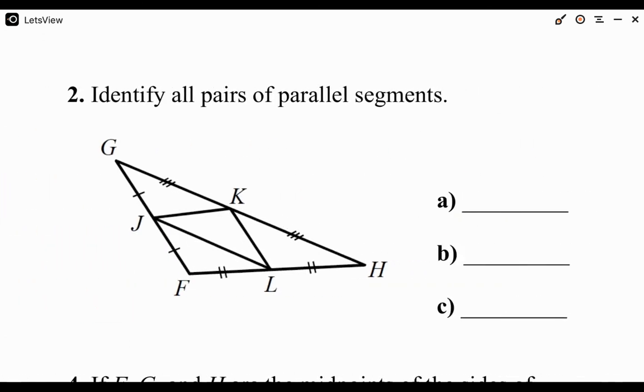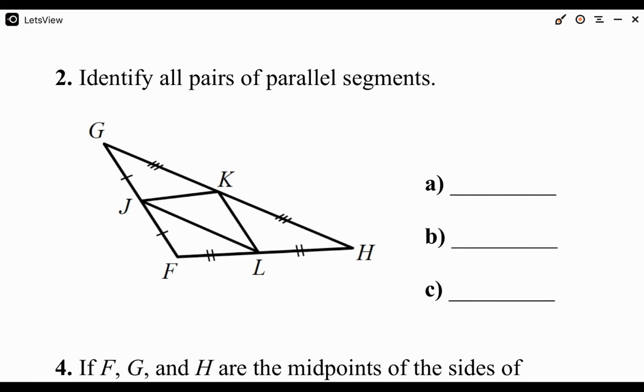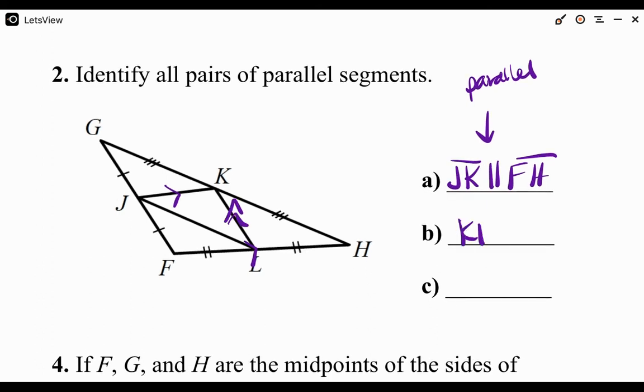Number 2, identify all pairs of parallel segments. Again, we're just getting our parallel segments. So JK is parallel to FH. Remember, this is our symbol for parallel. And then we have KL is parallel to GF. And our last one, JL, is parallel to GH.